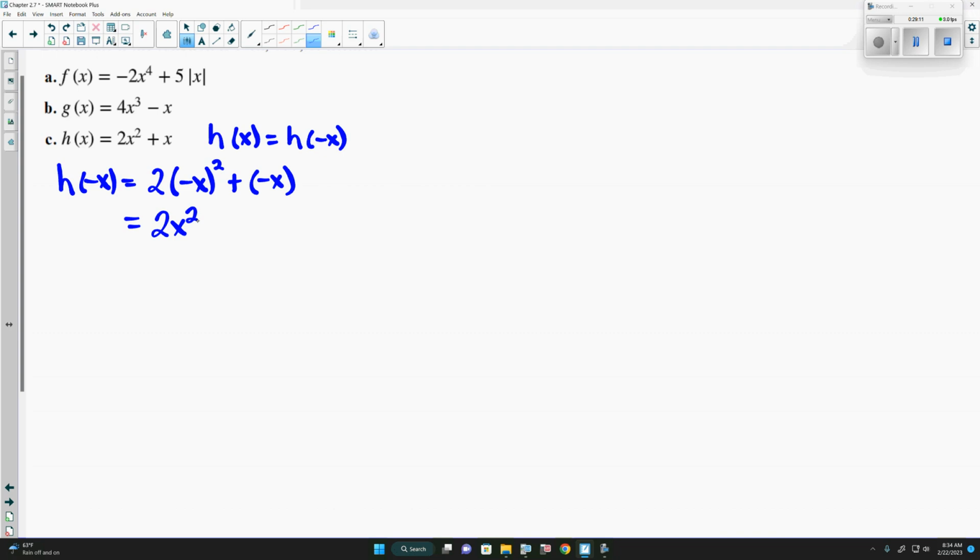We can plug it back in. We multiply it by 2. Plus negative x is just going to be negative x. Is 2x squared minus x the same as our original function? No. So h of x is not equal, is not the same as h of negative x. So that tells us it's not an even function.